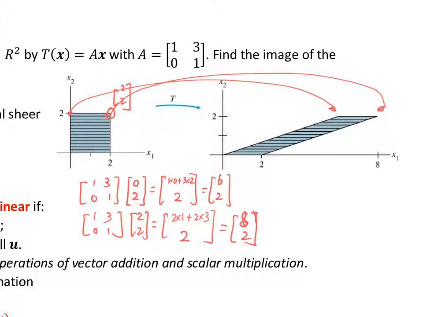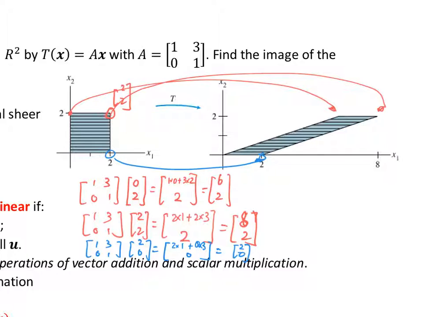Now for the other 2 points, 0, 0 should remain because anything times 0, 0 is 0. And for this particular point, let's do the very last algebra. 1, 3, 0, 1 times 2, 0 is equal to 2 times 1 plus 0 times 3. And the second one is just 0, which is 2, 0. So this point stays the same right here.